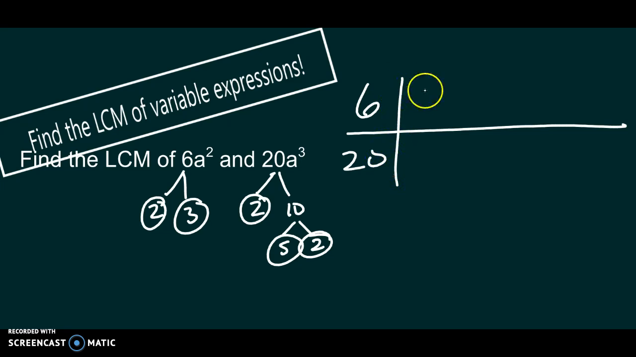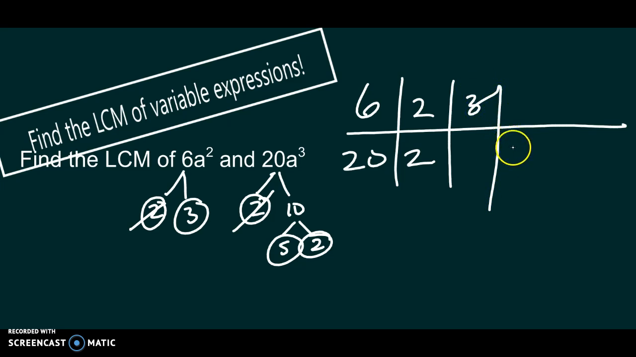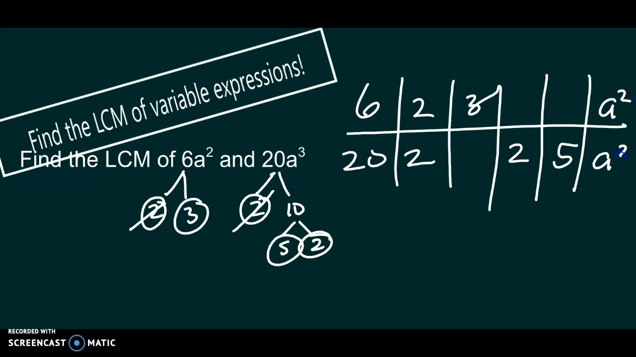So 6 and 20 have the 2 in common. Then the 6 has a 3. The 20 has another 2. And the 20 has the 5. Now we have to think about the variables. Both variables have a squared, but the 20 has an extra a, so we need to include that. So we'll write a cubed on the bottom.